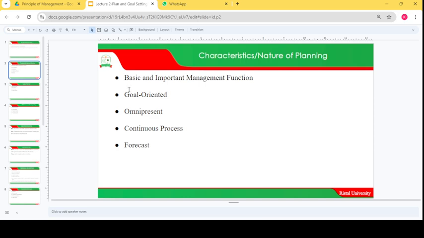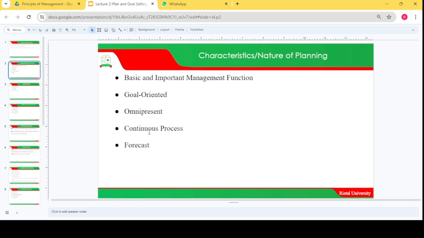One, we have goal oriented. So this means all managerial activities are directed toward achieving a specific goal and objectives set by the organization. So they are omnipresent. This means that they are present at all levels of the organization, from the top level to the first line supervisors.